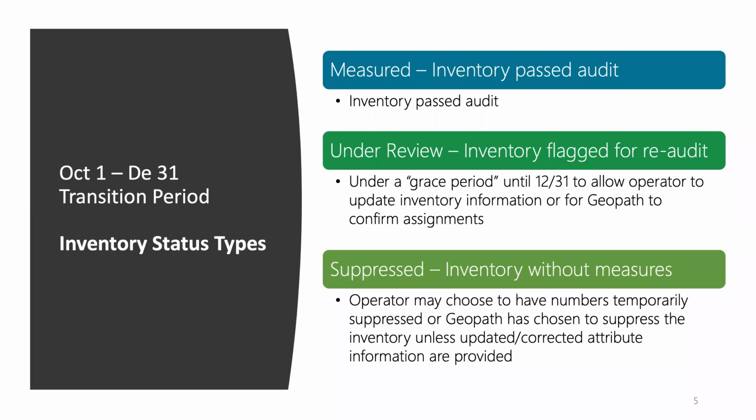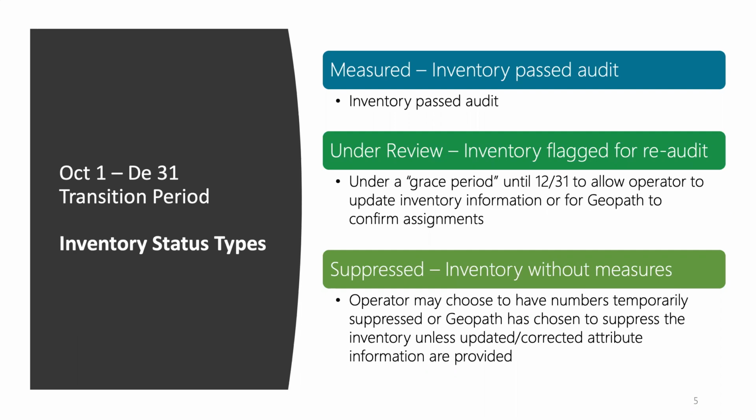A couple of things you will notice that I just want to make sure everybody's aware of as you're looking at the data. There are 3 different status types that you will see. Measured indicates that inventory has passed audit, so that is full measures. If you're looking in the Insights suite at a unit, it'll show you measures. There's also a flag that you will see that says under review. That means it's been flagged for re-audit, either by Geopath, or the operator has looked at it and wants us to take another look at it.